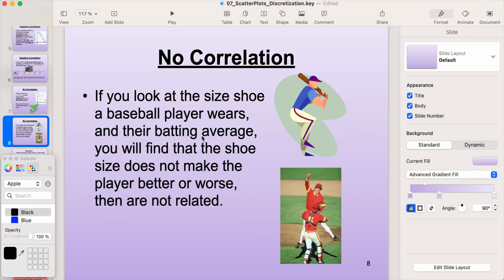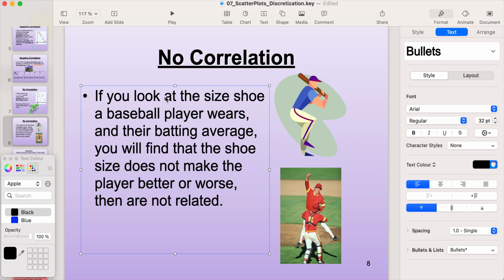To see a real-life example, if we look at the size of the shoe a player wears and their batting average, we will find that the shoe size does not make the player better or worse, which means these two are not related.